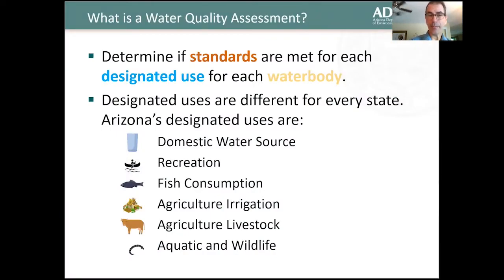So let's start with some background. What is a water quality assessment? An assessment determines if standards are being met for each designated use and for each water body. Designated uses are different for each state. In Arizona, we have designated uses for domestic water source or drinking water, recreation, fish consumption, irrigation, livestock, and aquatic and wildlife. The important thing to keep in mind here is that a parameter or standard like pH can straddle multiple uses. So you might have different standards for one parameter for each of these different uses.